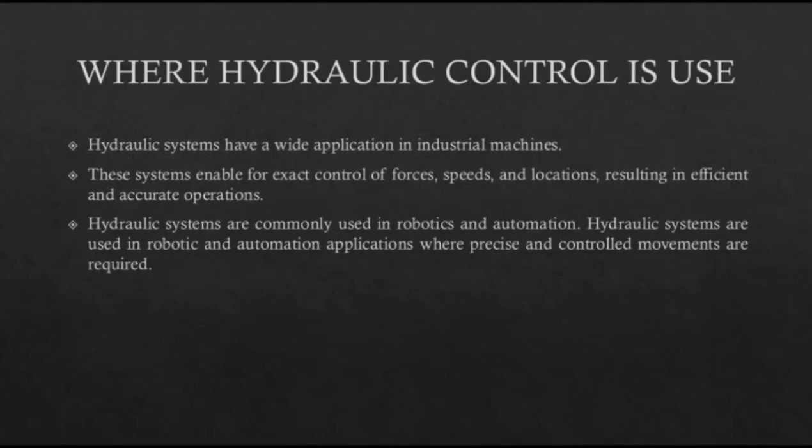Next, where hydraulic control is used. Hydraulic systems have a wide application in industrial machinery such as presses, machine tools, plastic injection molding, metal forming machines, and hydraulic presses. Hydraulic control is widely used. This system enables exact control of force, speed, and location, resulting in efficient and accurate operation.